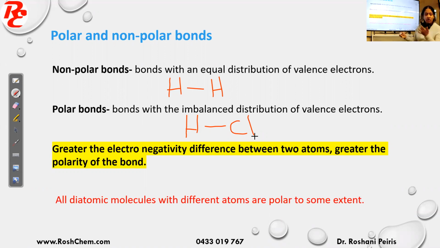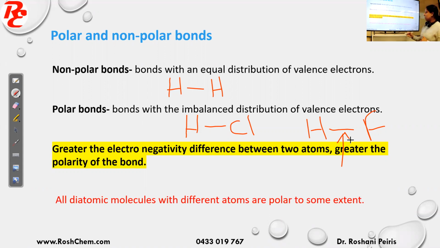When you have a polar bond, I can find which bond is more polar and which one is less polar. If you have HCl and HF bonds, I can say the HF bond is more polar than the HCl bond. The reason is fluorine is more electronegative than chlorine. The other atom is hydrogen. So the difference in electronegativity is greater for the HF bond, which makes the HF bond more polar than the HCl bond.